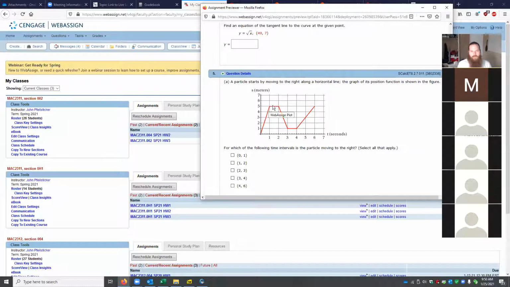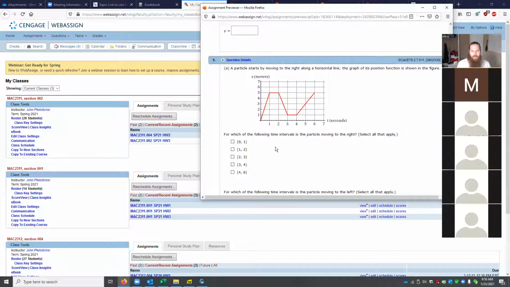And then at 1, it changes. It starts doing something else. It becomes a constant function. So open intervals are the most natural way to describe that increasing and decreasing behavior, which happens to be the exact answer to moving to the right and moving to the left.